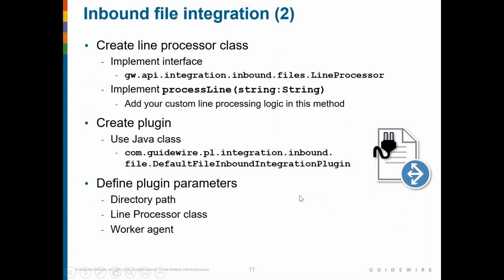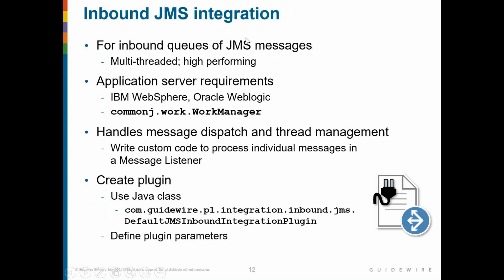Then the inbound JMS integration. They are saying for inbound queues of the JMS messages, it is multi-threaded and high performing. Application server requirements are IBM WebSphere or Oracle WebLogic, which handles the method dispatch and thread management. Write custom code to process the individual message in a message listener and then create a plugin. Use the Java class. You can do it for JMS or you can use a normal integration; this is convenient for both. So for JMS, Java Messaging Service, you will use the default inbound integration plugin. This is how the inbound JMS integration works.